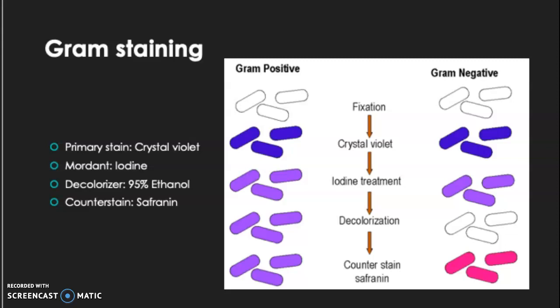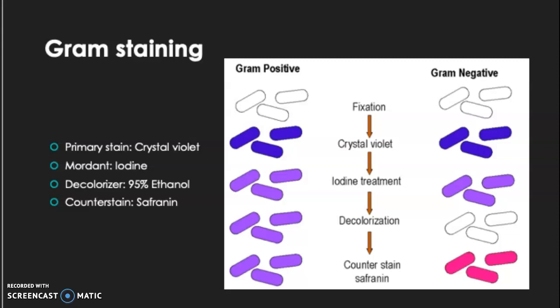Next, a decolorizing agent is added. Cells that have a thick peptidoglycan layer in their cell walls are much less affected by the decolorizing agent. However, the decolorizing agent more easily washes the dye out of cells with thinner peptidoglycan layers, making them, again, colorless. Finally, a secondary counterstain, usually safranin, is added. This stains the decolorized cells pink and is less noticeable in cells that still contain crystal violet dye. The purple crystal violet stained cells are referred to as gram-positive cells, while the red safranin dyed cells are gram-negative.